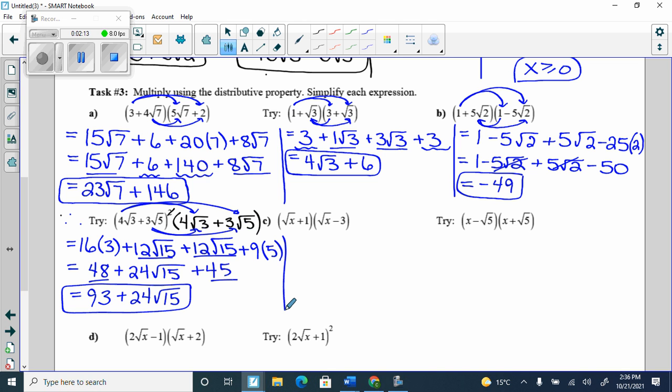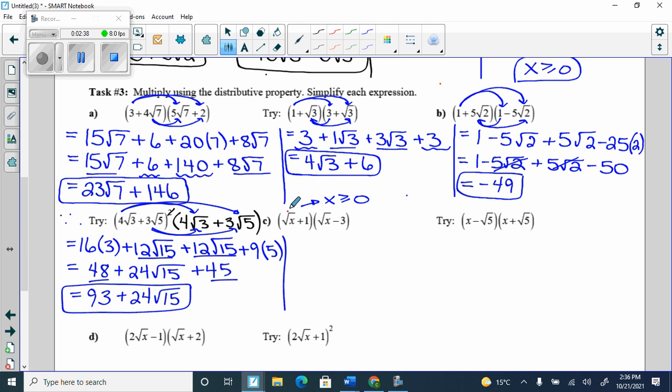We're going to look at C. Immediately, before I even go to FOIL this one, I have a square root x under my denominator. What do I have to do when I have a square root x? I have to say x has to be greater than or equal to 0. It can't be negative under there. And then I'll be able to FOIL.